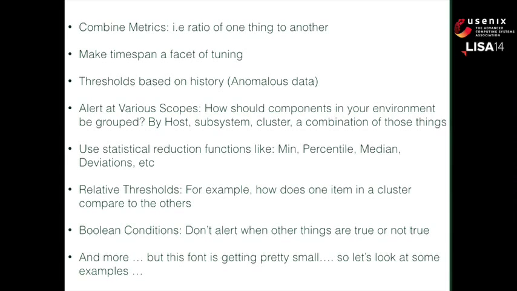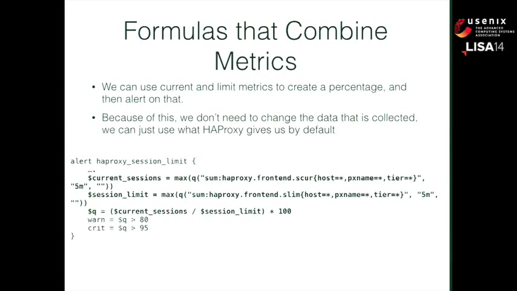Don't alert when CPU is high but something else is going on, because when that happens, I know it's high. Normally what we do now is we see that alert and we mentally filter it and say, oh, I know that's not a problem, but we shouldn't be doing that. The system should be doing that. And there's a lot more things you can do, but the font's kind of small and I'm running out of breath. So let's get into some examples.